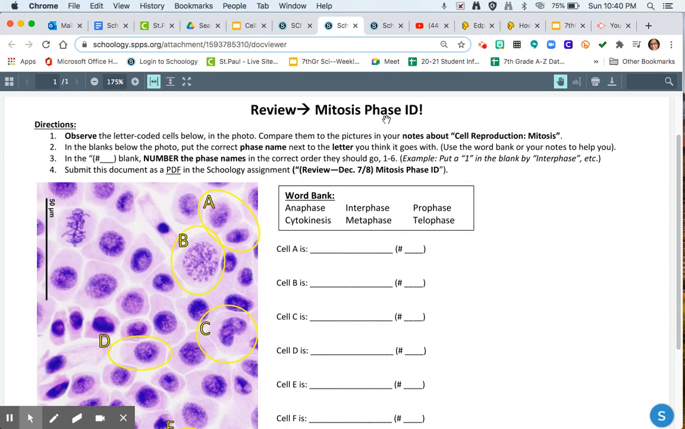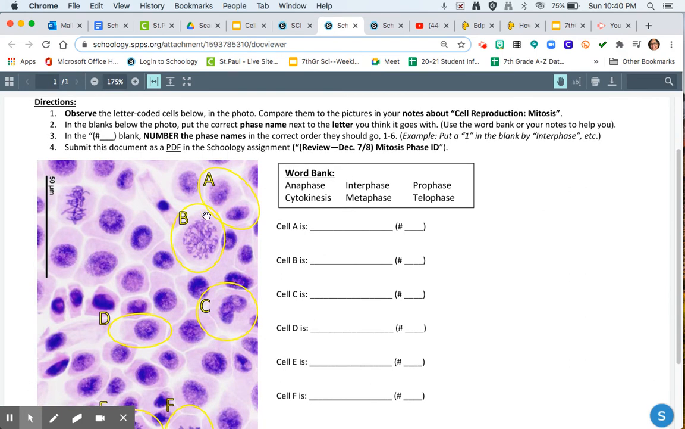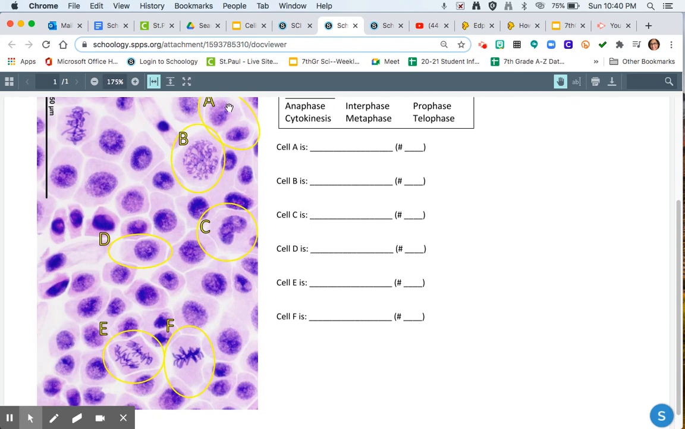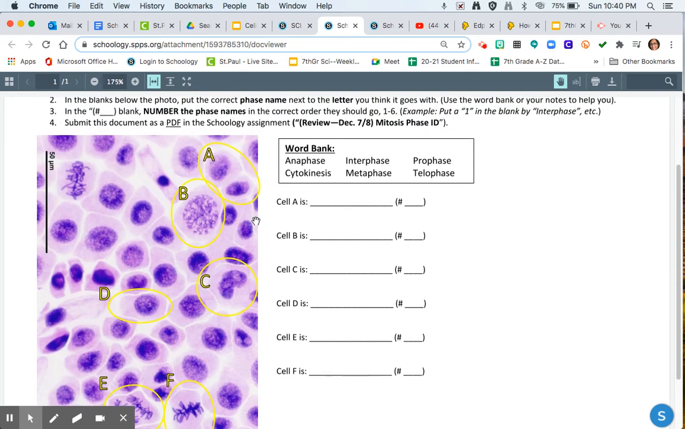Okay, I'm going to go next to show you what that document looks like for your review activity. It's called Mitosis Phase ID. In your notes, you'll have learned about the different stages of cell division. And right here, as you look at each of the pictures, A, B, C, D, E, and F, I would like you to do your best to identify which stage of the cell reproduction or mitosis process each of these pictures is showing. So, like cell A, you would use one of these words here to fill in to say which stage you think that is. Same with cell B and cell C and so on.